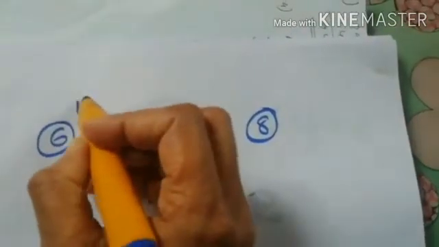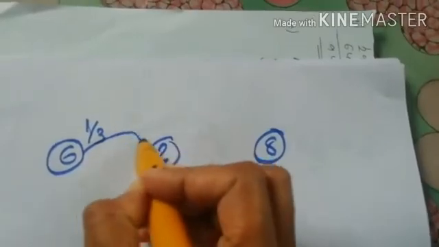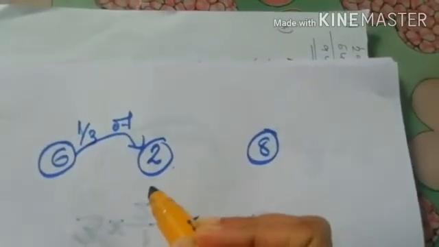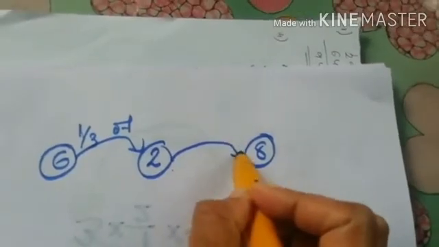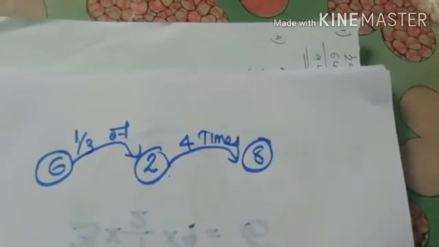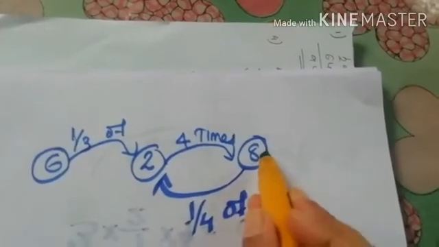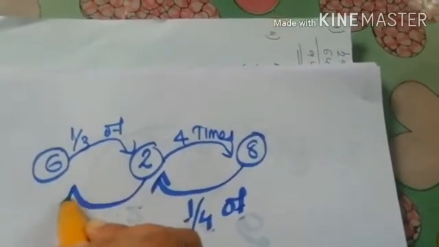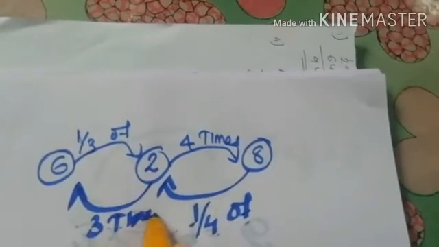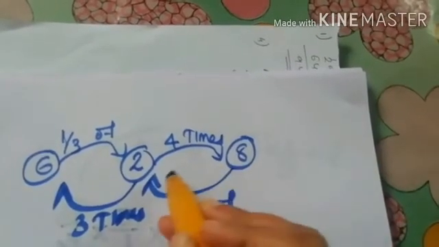How can we say 6 liters and 8 liters in the reverse method? We know that 1 by 3 of 6 is 2. Isn't it? 1 by 3 of 6 is 2. Then 2 is 4 times. 4 times 2 is 8. Reversely, we can say that 1 by 4 of 8 should be 2, and 3 times 2 should be 6. 3 2s are 6. Here 1 by 4 of 8 is equal to 2.